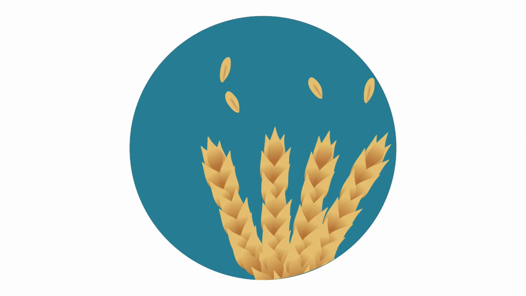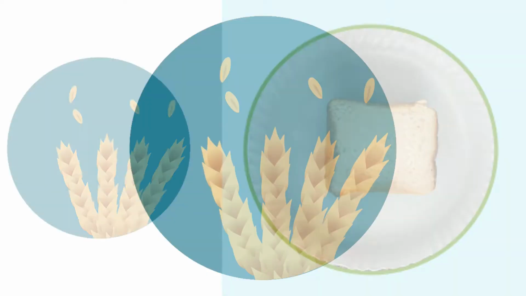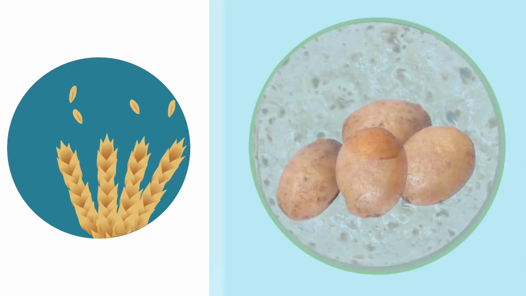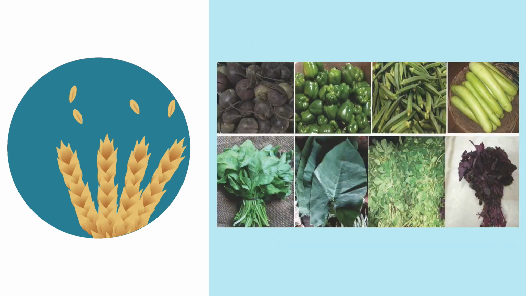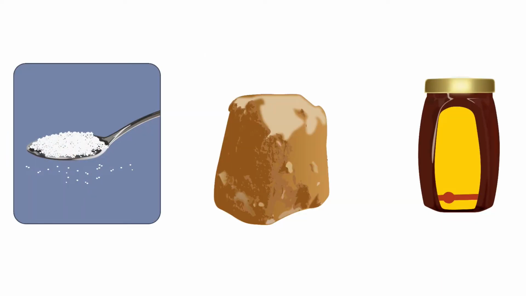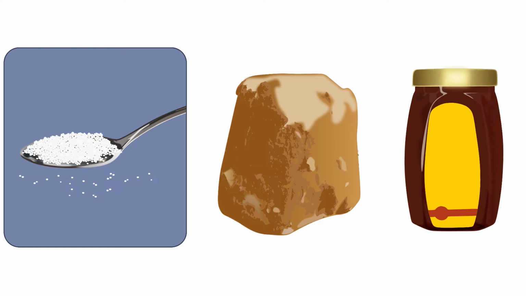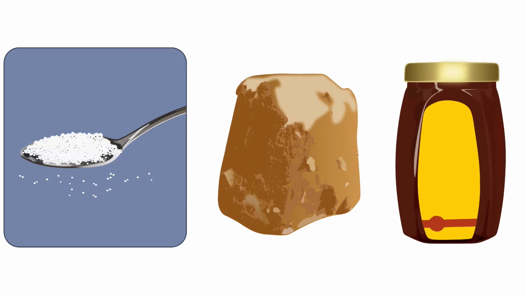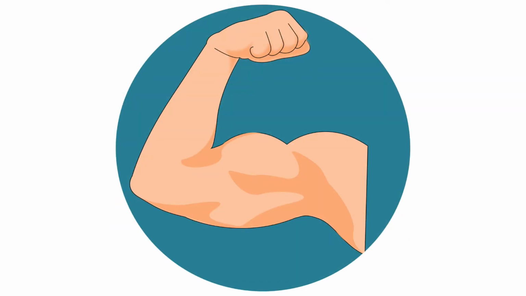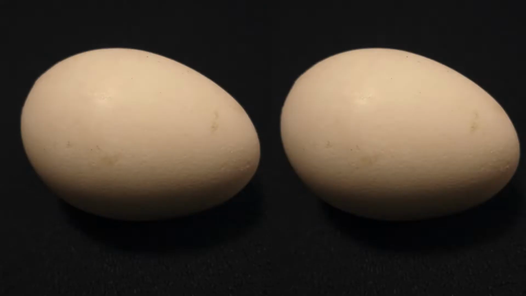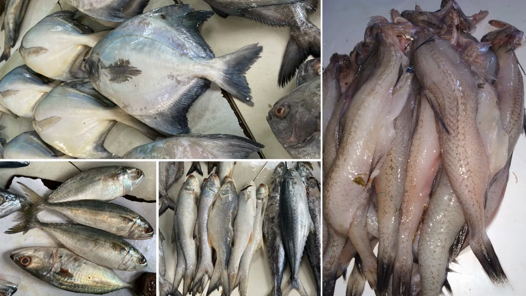Examples of carbohydrate-rich foods are bread, chapati, potatoes and fruits. Sweets, grains, and even vegetables are some other examples. Sugar, jaggery, and honey are also included. The release of insulin in response to protein-rich foods is slightly low. Examples of protein-rich foods are eggs, meat, fish.